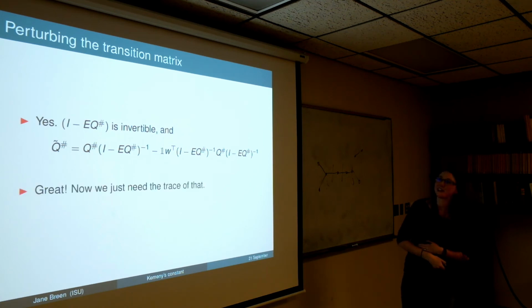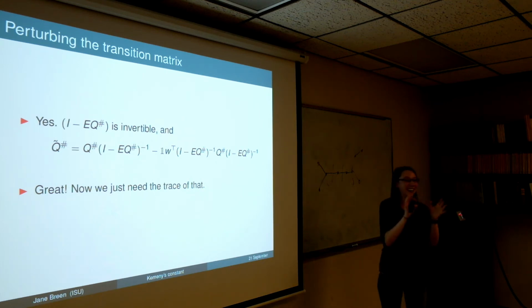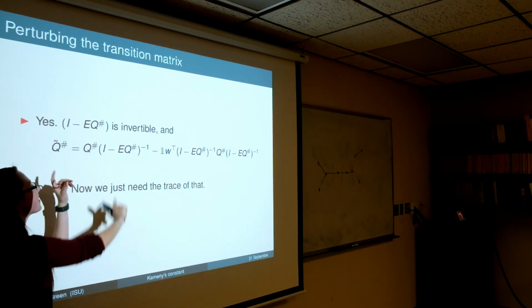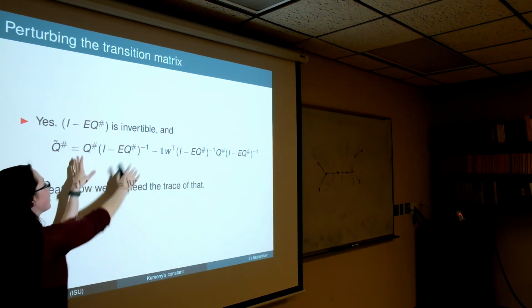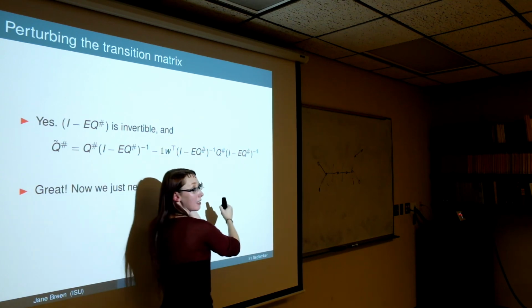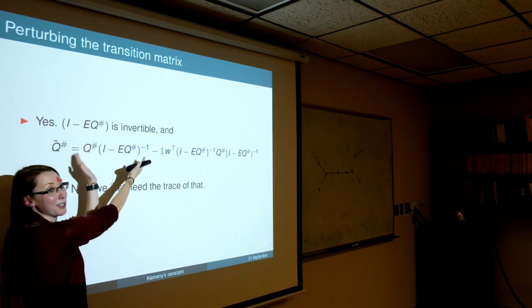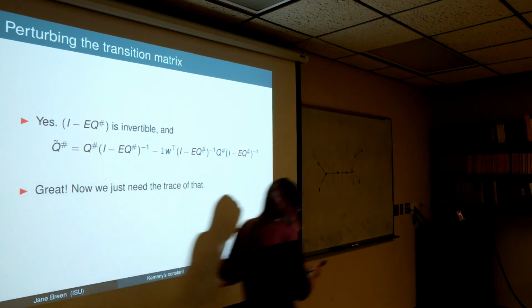Okay, so I just need to get the trace of that, and then I've got my perturbed Kemeny's constant. The nice thing is, and I'll tell you in advance so that you're not scared off by the next few slides, that the trace is additive. So it's the trace of this minus the trace of this thing, and the trace of this thing is 0. So I'm only going to be left with the trace of this thingy. So it's at least a little bit better.